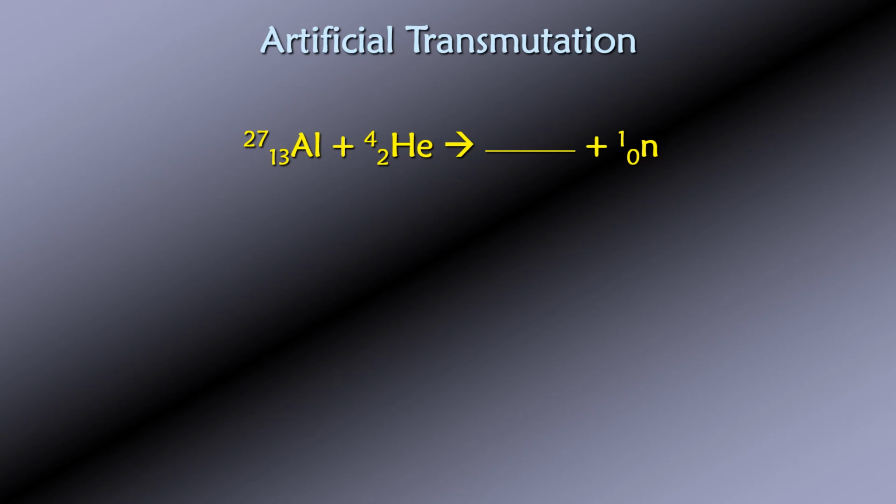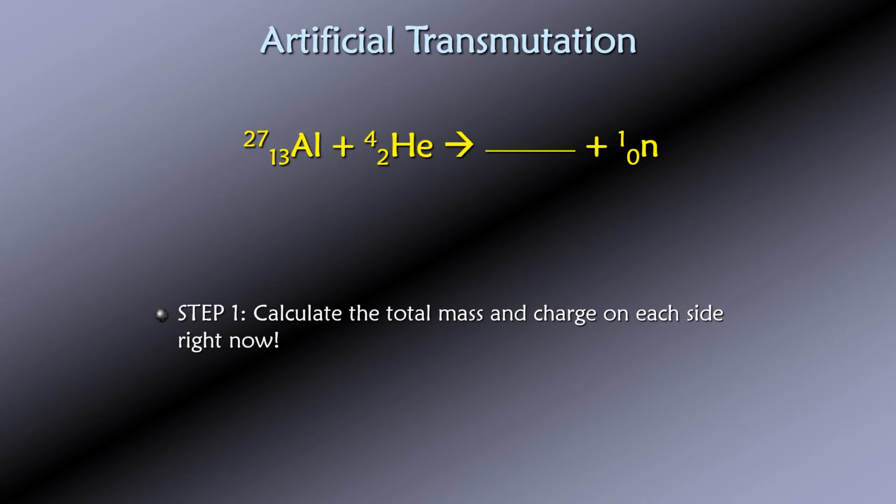But in case of artificial transmutation, because you have two reactants, the first step that you'll have to do is make sure that you calculate the overall mass and charge on both sides. So let's start with the reactants. To find the total mass and charge, we'll do 27 plus 4 for the mass, which will give us a mass of 31. And then we'll do 13 plus 2, which will give us a charge of 15. We'll do the same thing with the product. We only have one product right now.